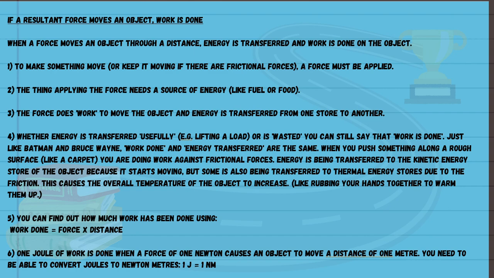You can find out how much work has been done using: work done is equal to force times distance. 1 joule of work is done when a force of 1 newton causes an object to move a distance of 1 metre. You need to be able to convert joules to newton metres. 1 joule is equal to 1 newton metre.